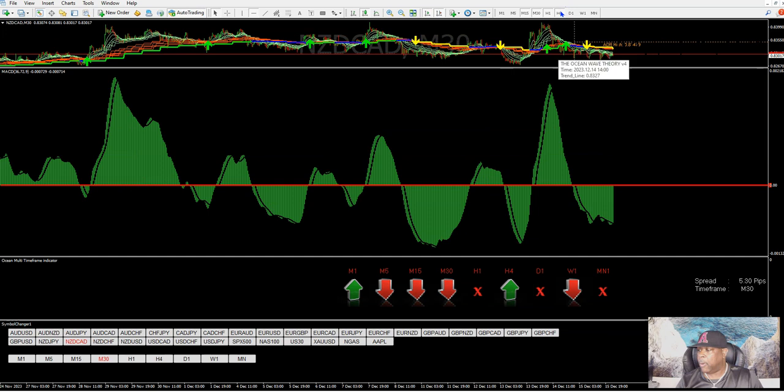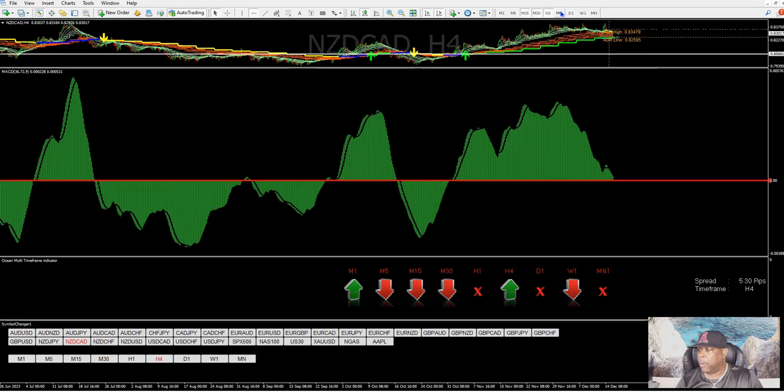NZD CAD. All right, sloppy and choppy. Go to the 4-hour. Nope, I don't like it. Okay, so we don't touch that one. But again, we'll see how it smooths out, whether it smooths out next week. Okay, we'll see.